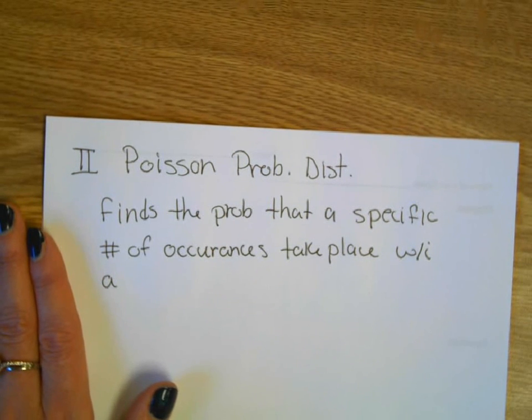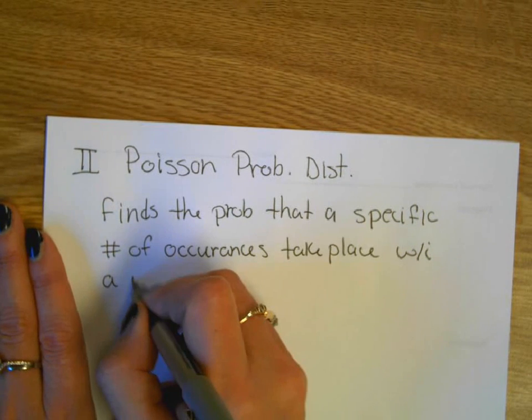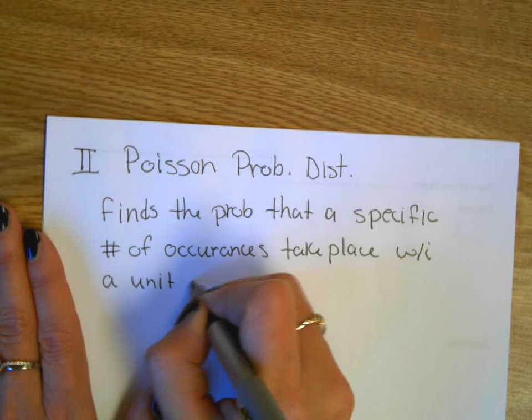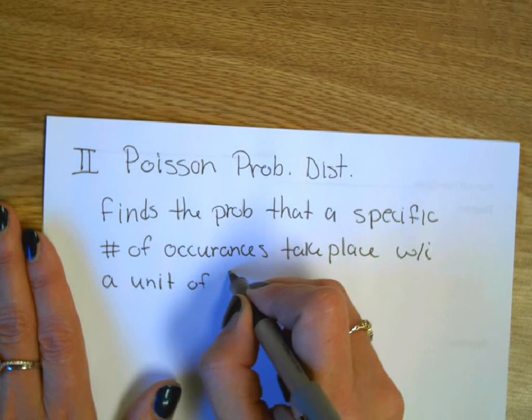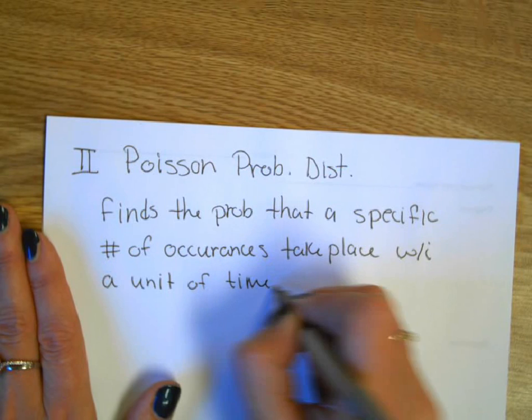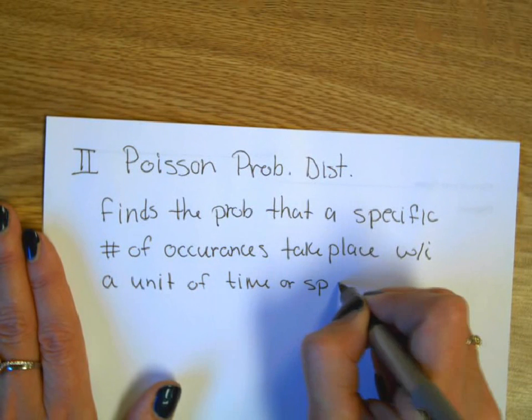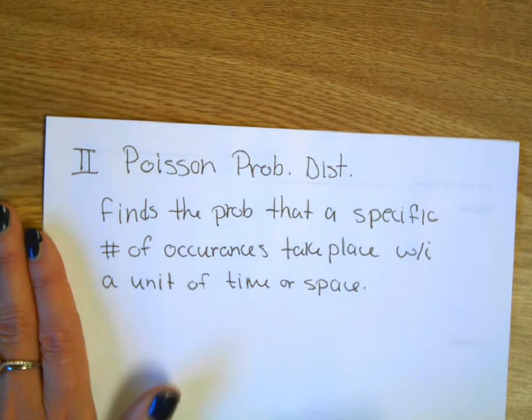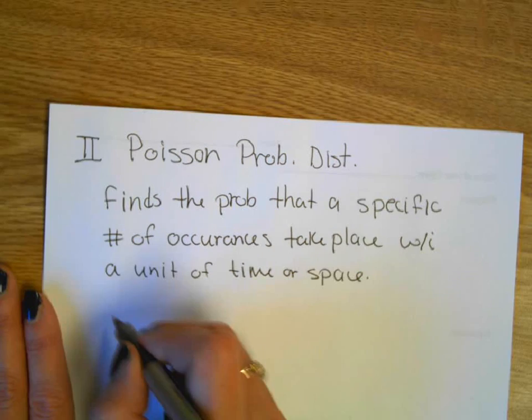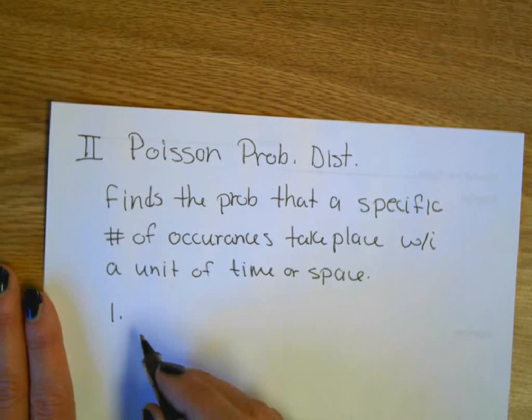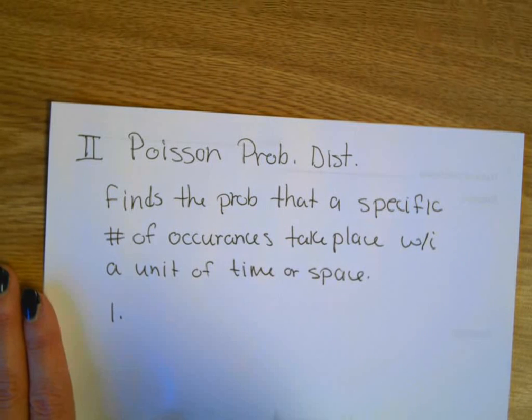Poisson finds the probability that a specific number of occurrences take place within a unit of time or space. Alright, there's 3 conditions here. First of all, X is going to represent the number of occurrences.